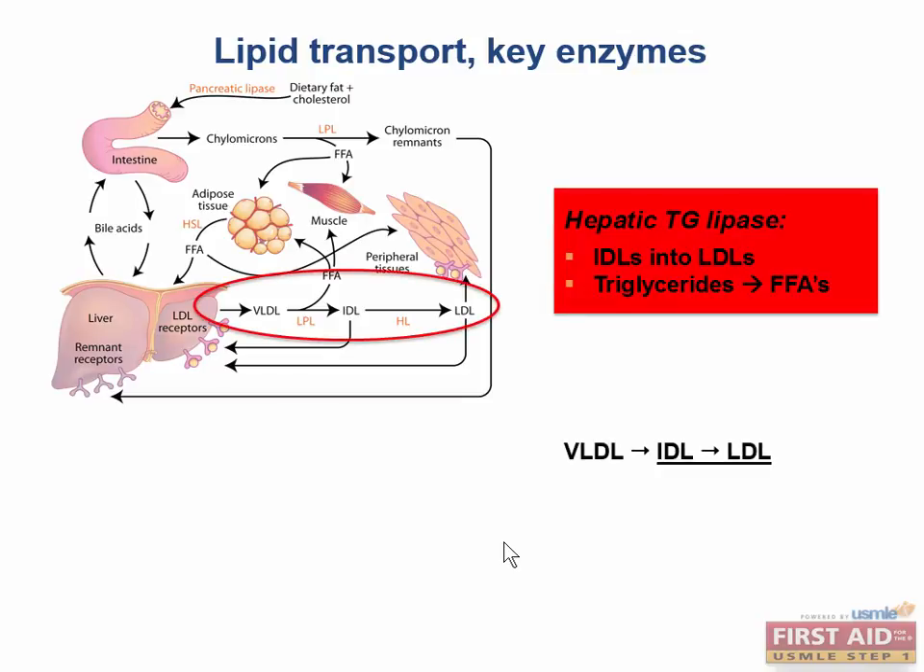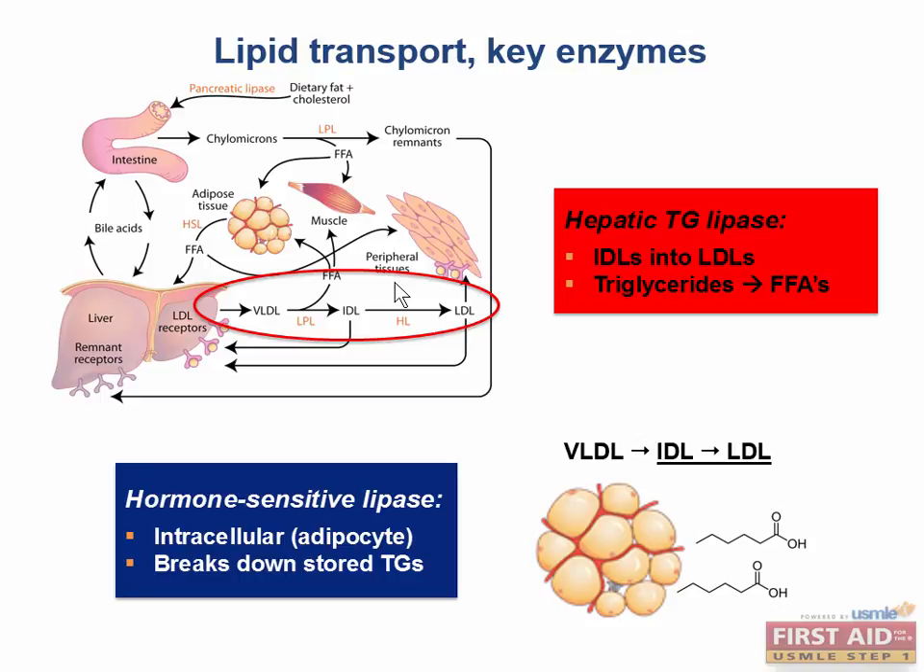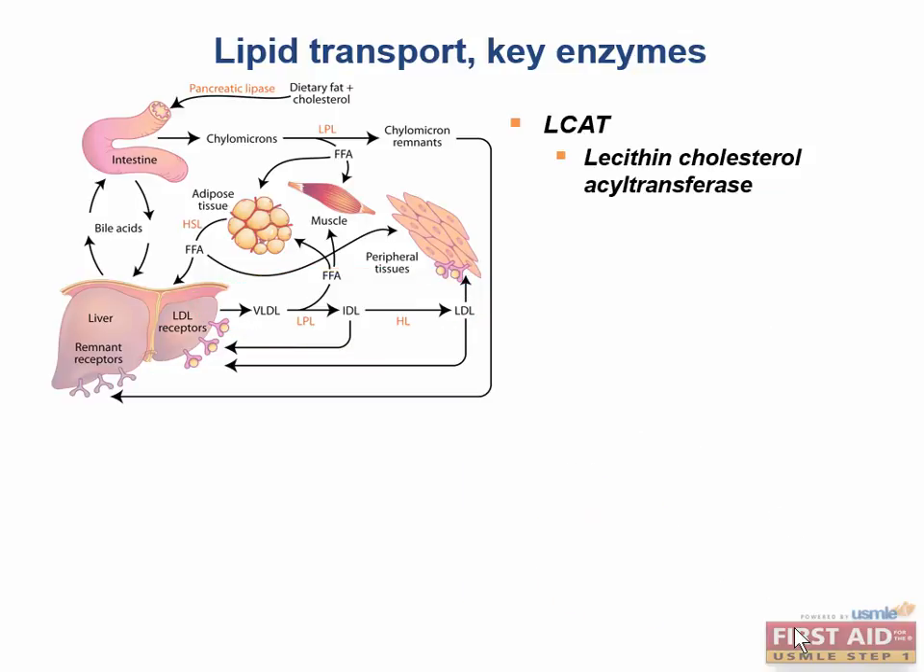Hepatic triglyceride lipase, or HL, is going to degrade triglycerides in IDL to form LDL. So let's go ahead and look at our chart here. We have an IDL molecule. It's going to meet its hepatic triglyceride lipase, and it'll then form an LDL while liberating some fatty acids in the process. And then lastly, our hormone-sensitive lipase is an intracellular enzyme which degrades triglycerides, mostly in adipose cells.